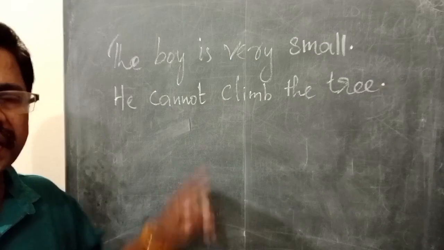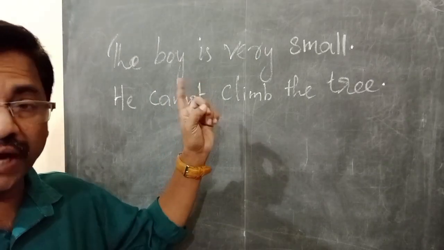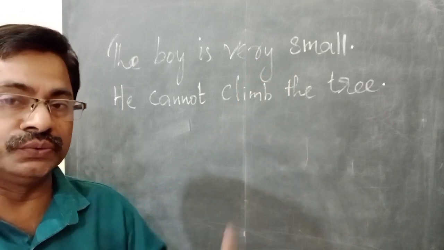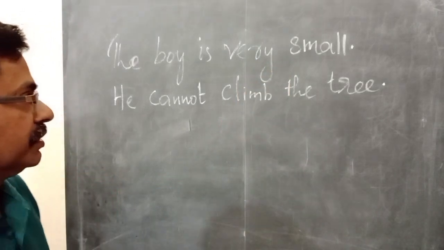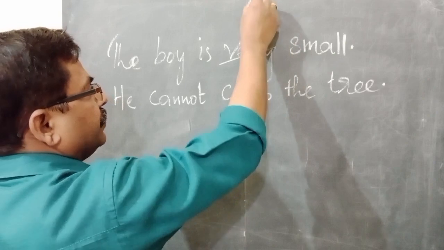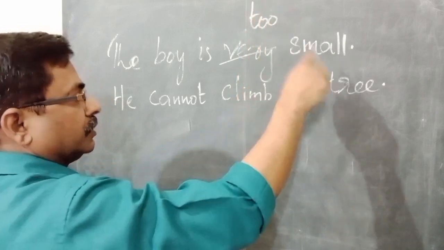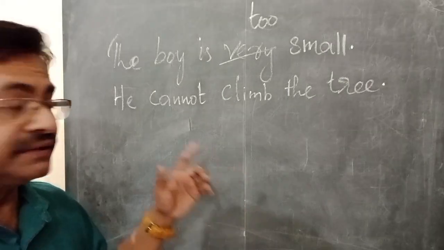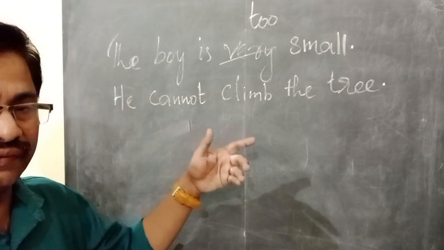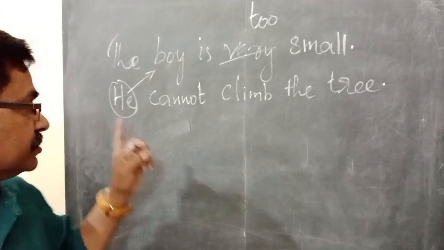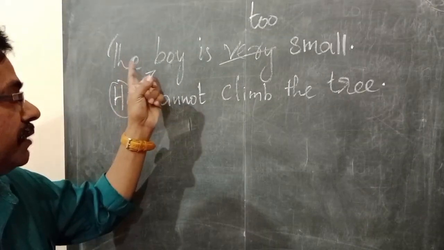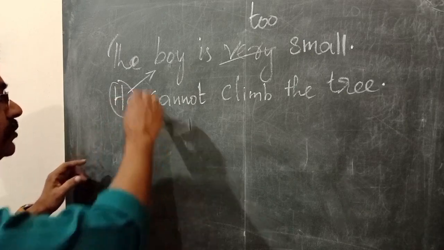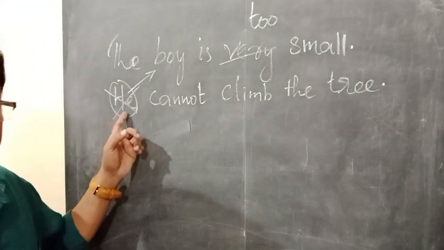Finished. Next, another two sentences. We have to combine these sentences using "too... to". Let us see. In the place of "very", we have to use "too". Complete the sentence, and check whether the subject is the same or different. In the second sentence, the subject is "he". "He" means the boy. So the subject is the same, so we have to avoid the subject.